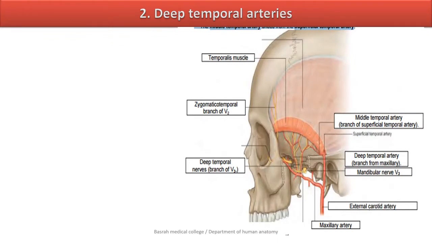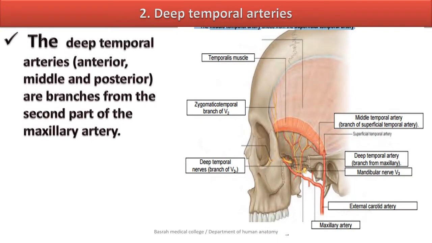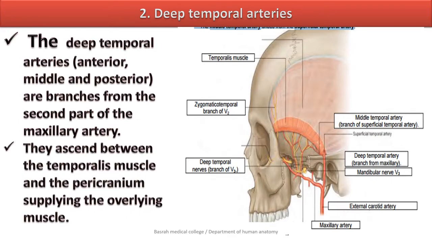The second is the deep temporal arteries. The deep temporal arteries are anterior, middle and posterior branches from the second part of the maxillary artery. They ascend between the temporalis muscle and the pericranium supplying the overlying muscle. هذا هو ال deep temporal artery.